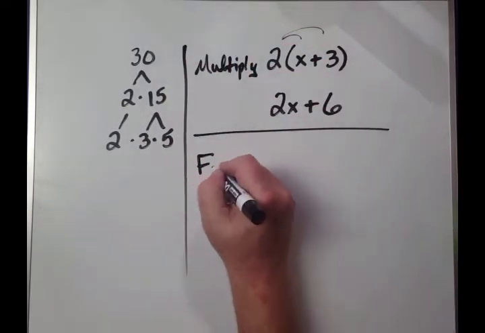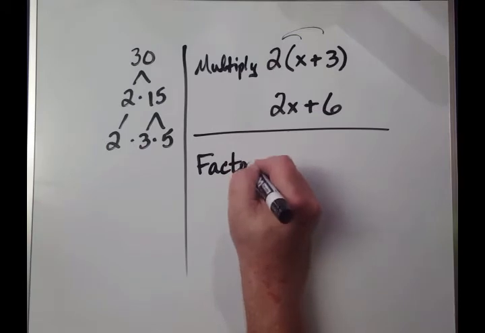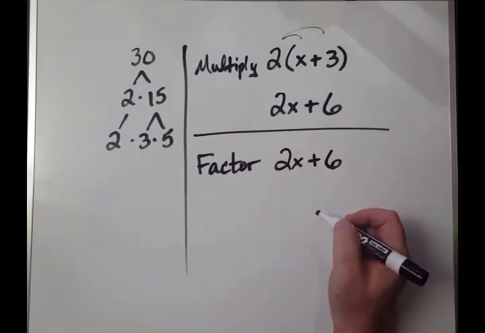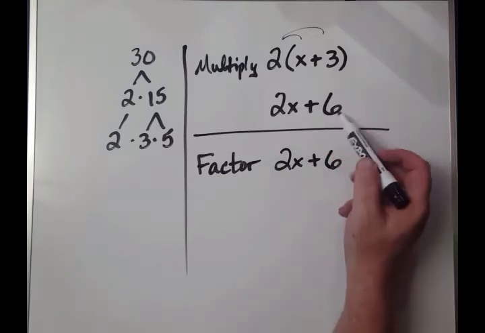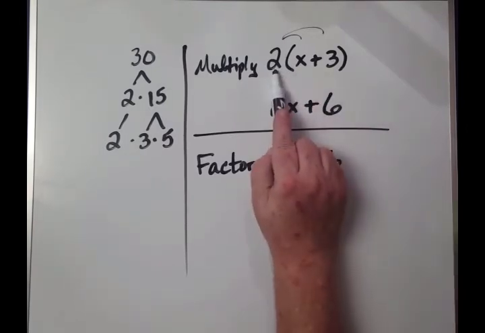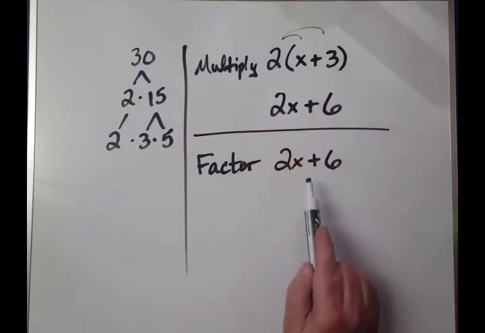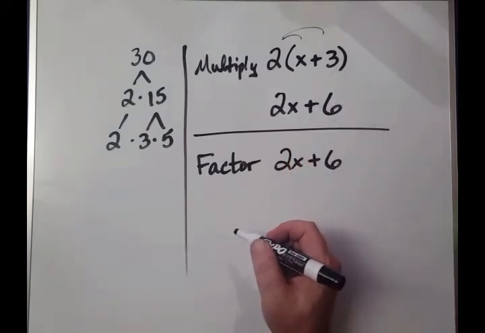We turn it upside down. The instructions now say factor. Factor this 2x plus 6. And I've got to break this back down into this 2 and that binomial. And the way I do that is by factoring out a greatest common factor.